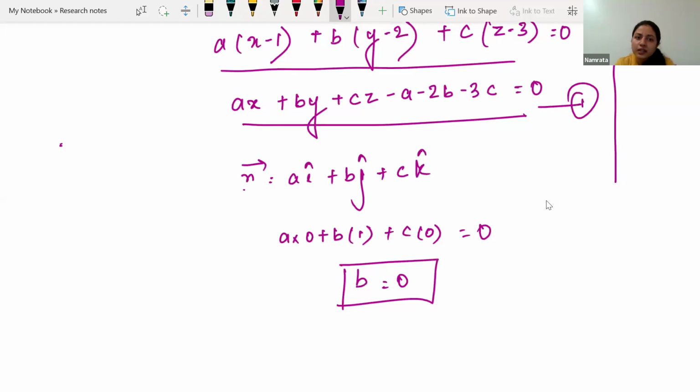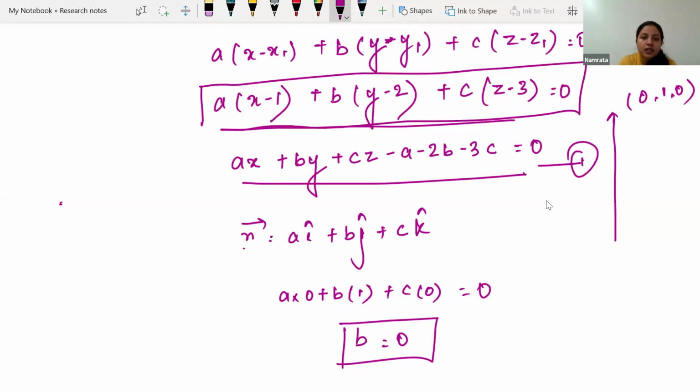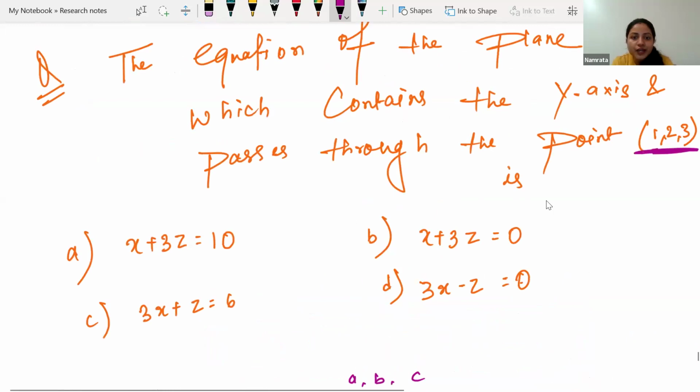We can take the previous one only, no need to keep it expanded. This one we can do in rectangular form. So here b is 0. Now our equation of plane will look like a(x minus 1) plus c(z minus 3) is equal to 0. Now what we have to find? The equation of plane only.